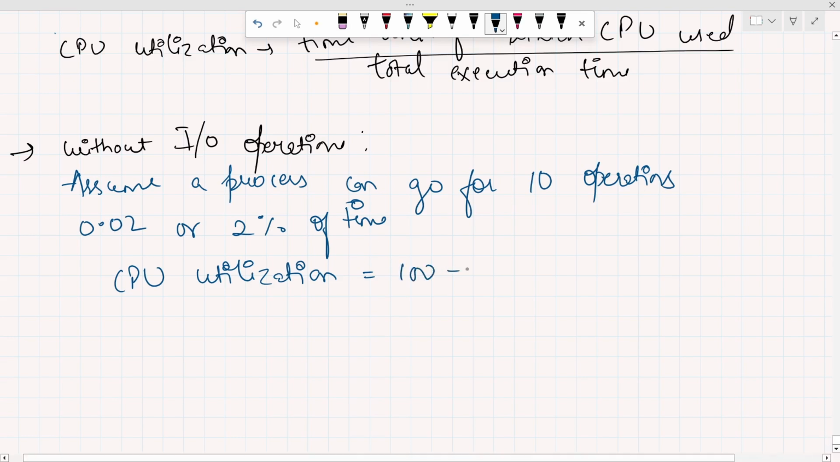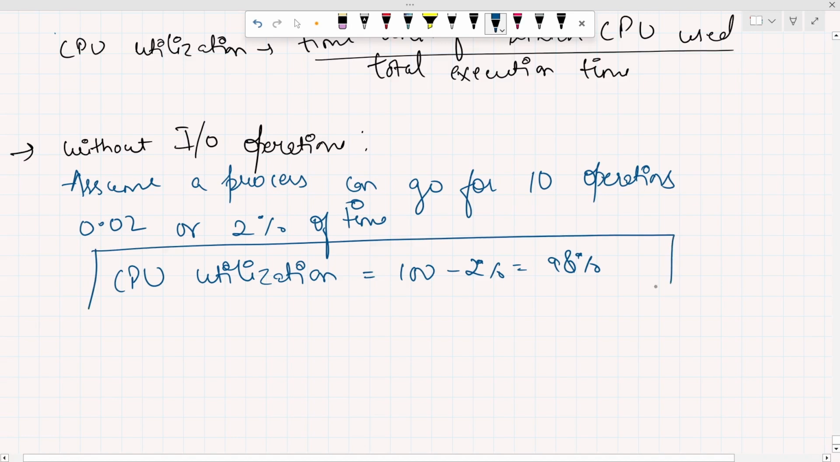then you need to subtract it from 100, because the process spends 100% of the time on a CPU, but it performs IO operation, then it takes 2% of the time. So 100 minus 2% is basically 98% of the time the CPU is utilized by the process, and 2% of the time the CPU performs the IO operation. This is a very important thing. You need to remember that.